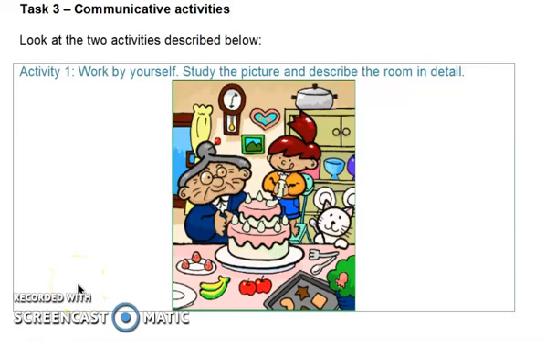Hi everyone, this is just to clarify a few things on task 3. As you can see in the instruction, it says look at the two activities described below. You don't need to actually do the activities because as you'll see in activity 2, which is on the next page, there are two pictures provided, and one is marked in the top left corner, student A, and the one on the right is marked student B, which I'll show you in a moment.